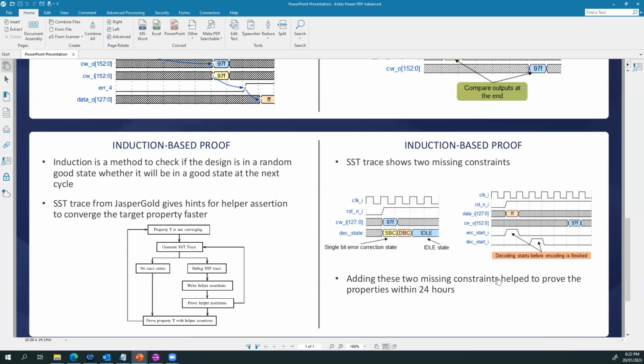So once we added these 2 missing constraints, this helped to prove the properties within 24 hours of proof runtime, and we also unveiled several bugs that were fixed before the tape out.